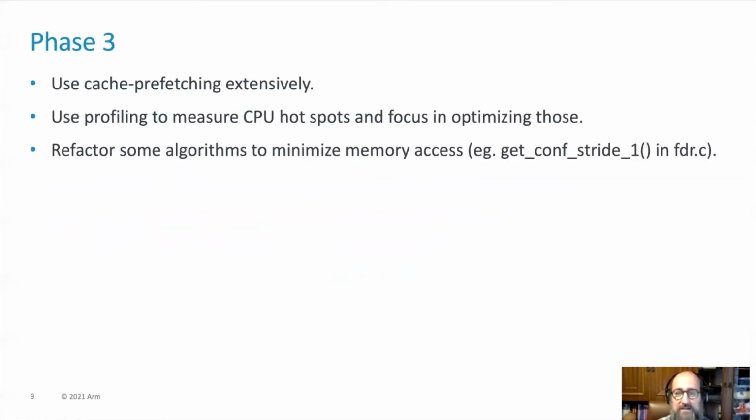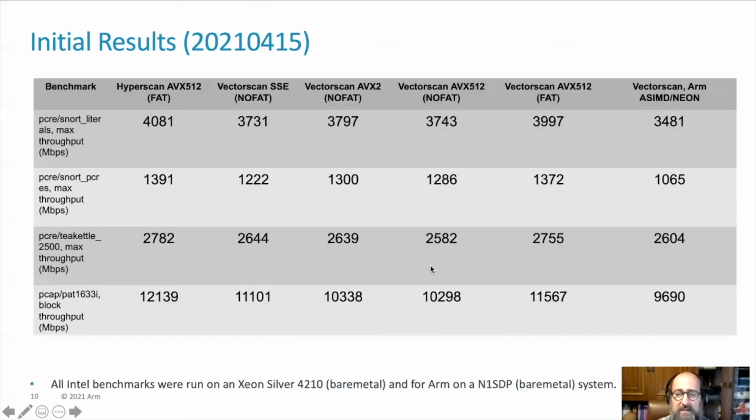Phase 3 involved lots of testing and micro benchmarking, adding cache prefetching and using profiling tools to find and tackle CPU hotspots. Many algorithms were refactored to reduce random memory access. A particular example is FDR.C. Initial results showed some promise in comparison to the original Hyperscan. Our biggest fear was that in going for portability, we would lose performance. We did lose performance, but not as much as we feared.